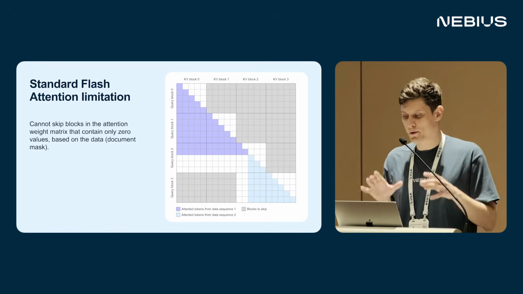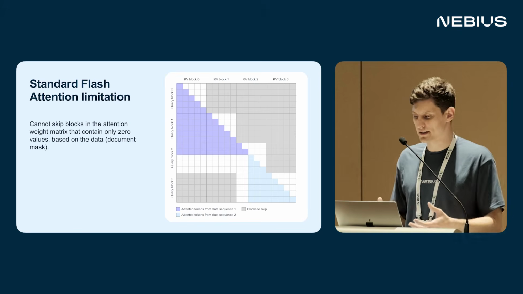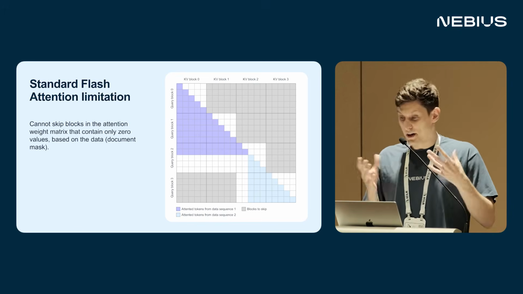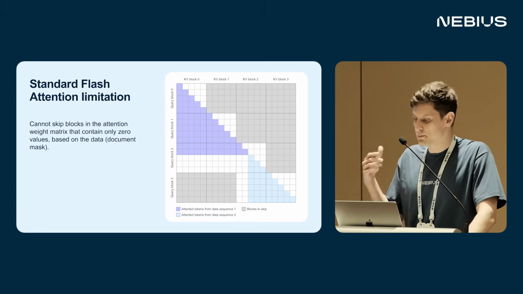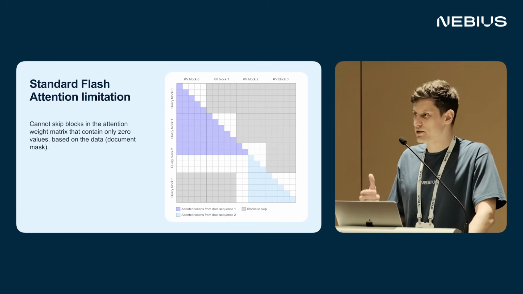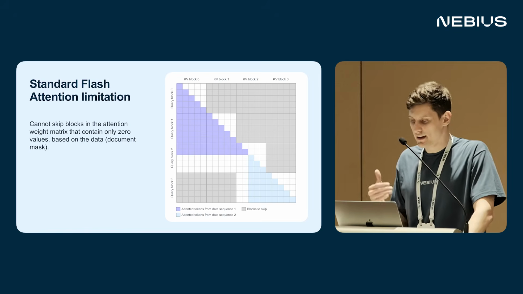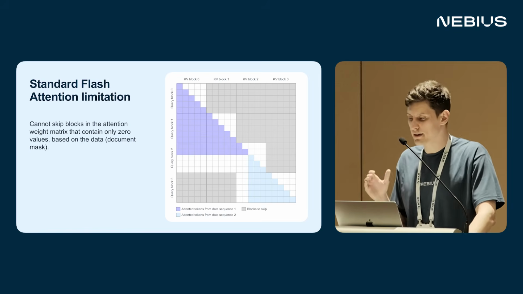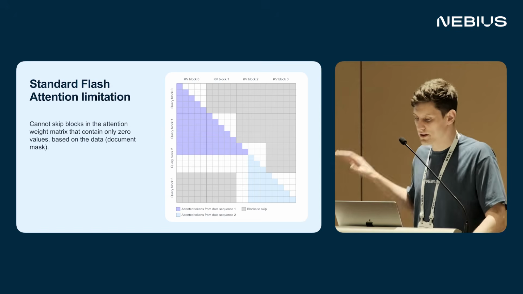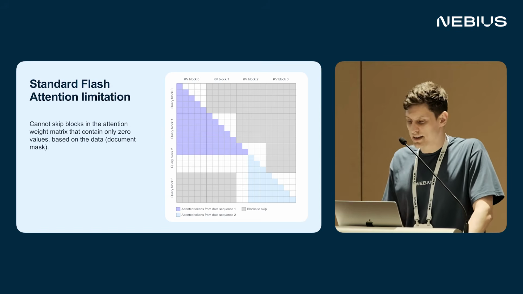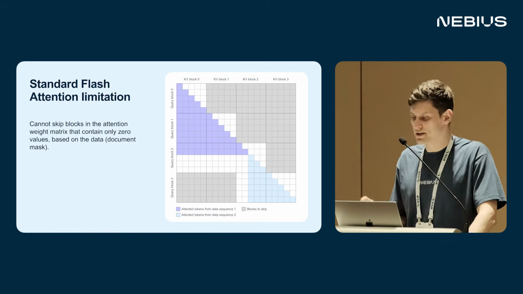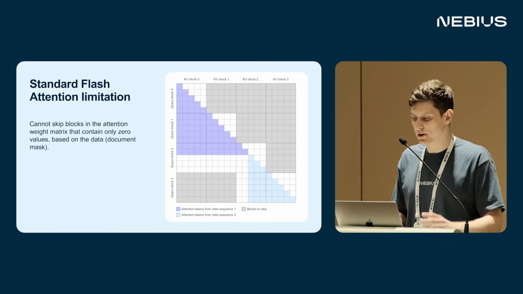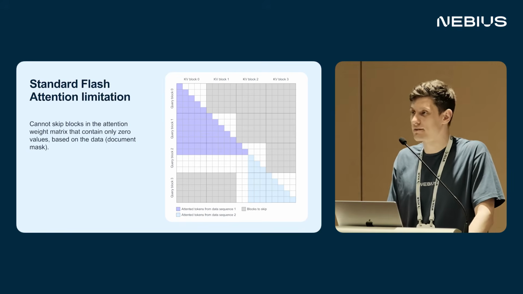But there is a problem with the standard FlashAttention implementation when a document mask is involved, because it processes blocks that could theoretically be skipped based on the document mask alone. You can see them on the bottom left of the picture. This can lead to inefficiencies, because ideally skipping those blocks could make the calculations even faster.